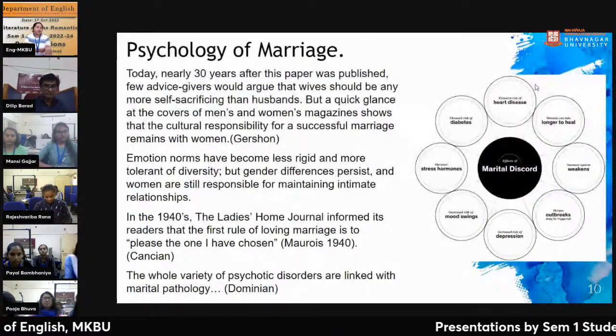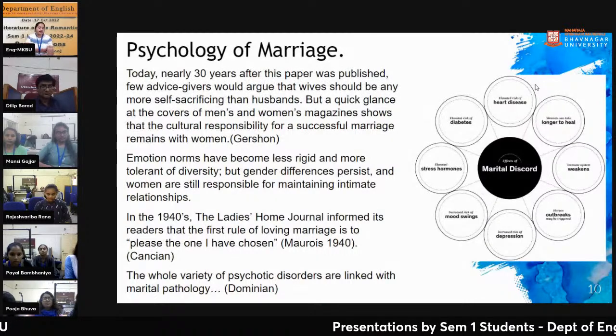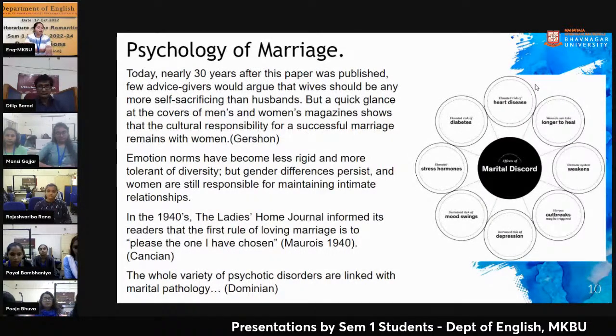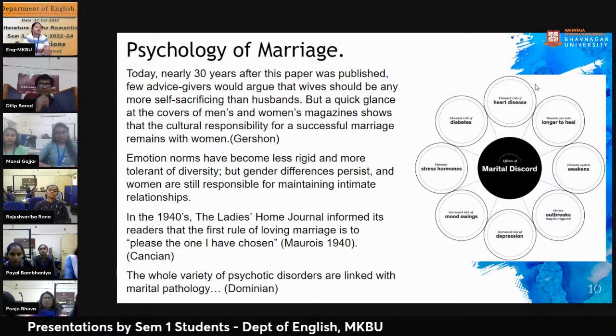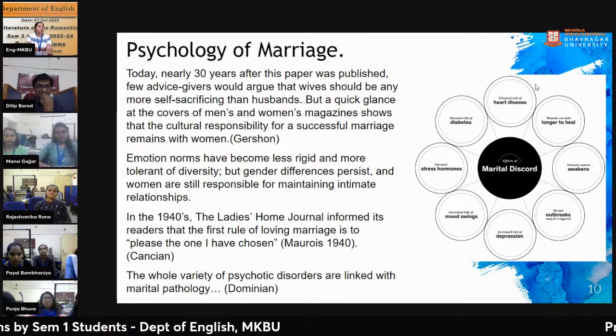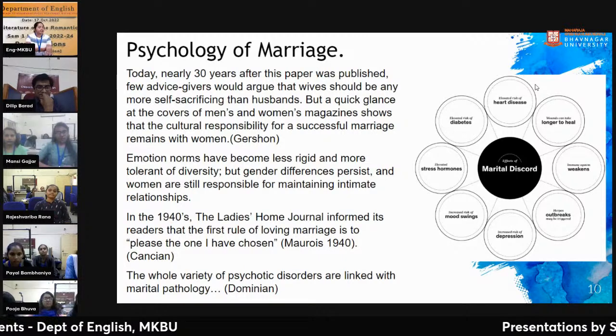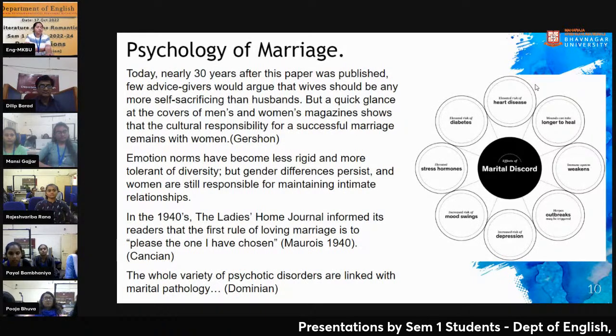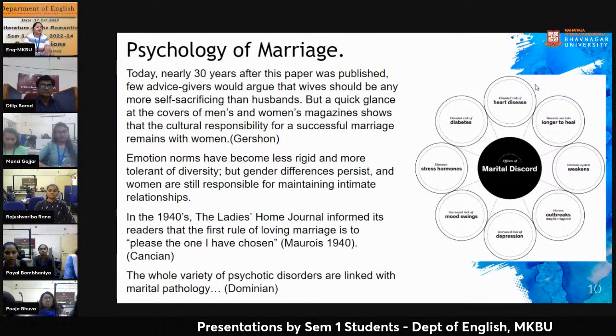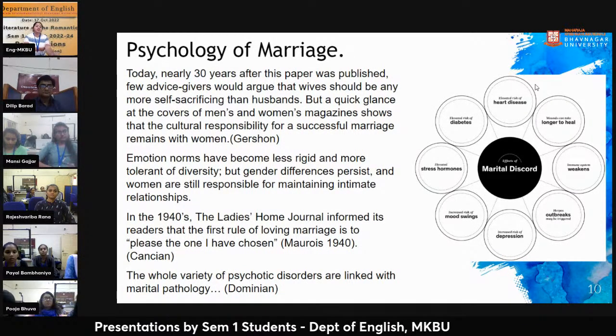Psychology of marriage. This is the article. Today, nearly 30 years after this paper was published, few advice givers would argue that wives should be any more self-sacrificing than husbands. But a quick glance at the covers of men's and women's magazines shows that the cultural responsibility for a successful marriage remains with women.